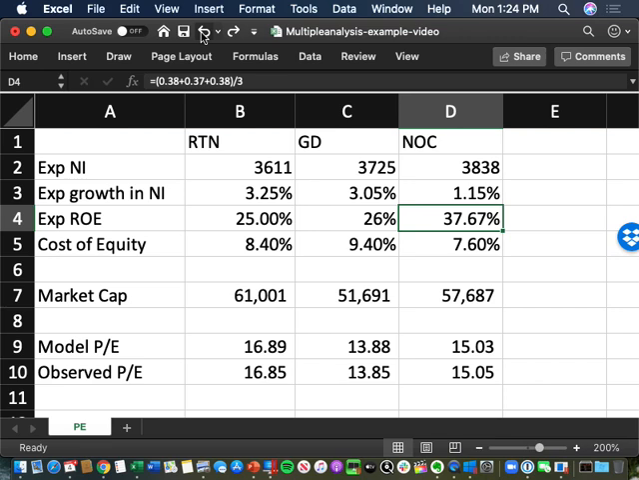So question number 2: why is Raytheon trading at a premium, meaning a higher multiple, to General Dynamics? Why am I paying almost 17 times earnings for Raytheon and 14 times earnings for General Dynamics? Why am I paying a premium for Raytheon?